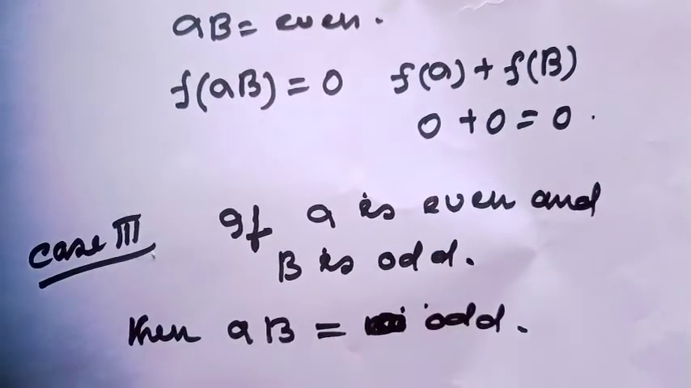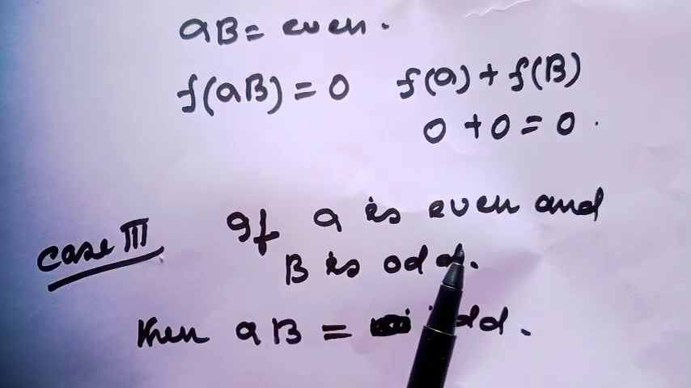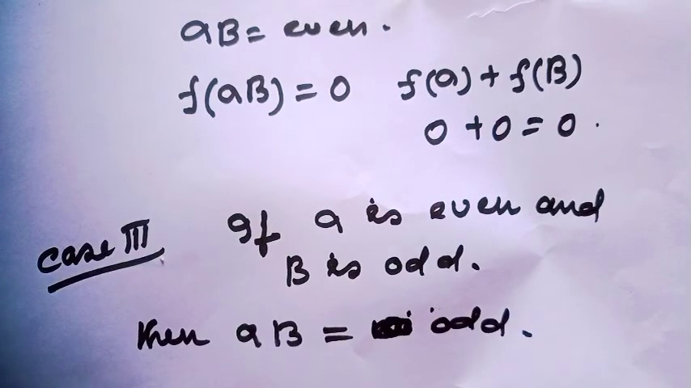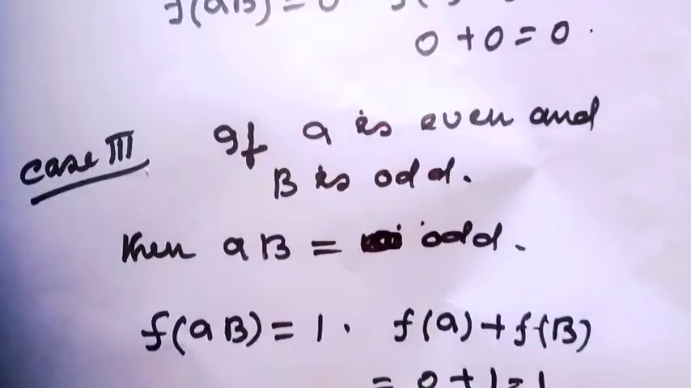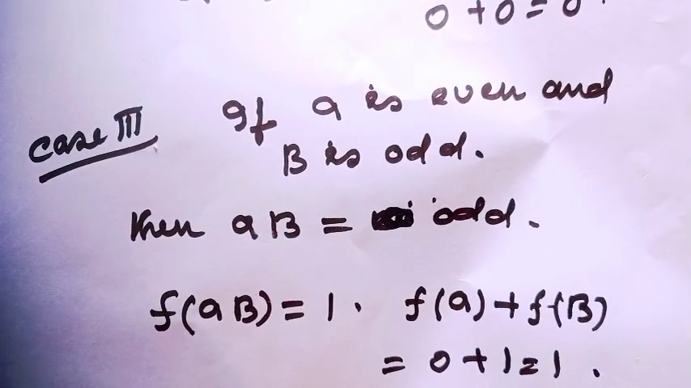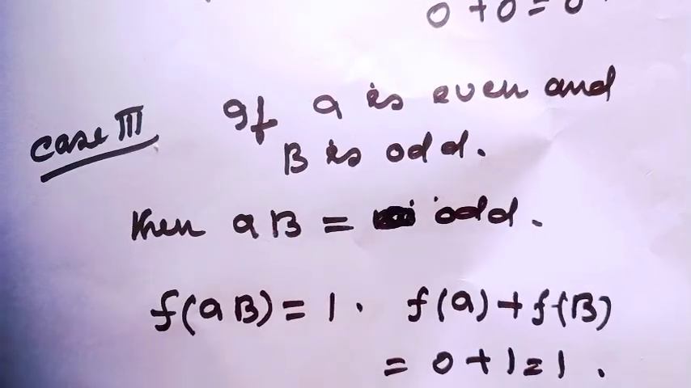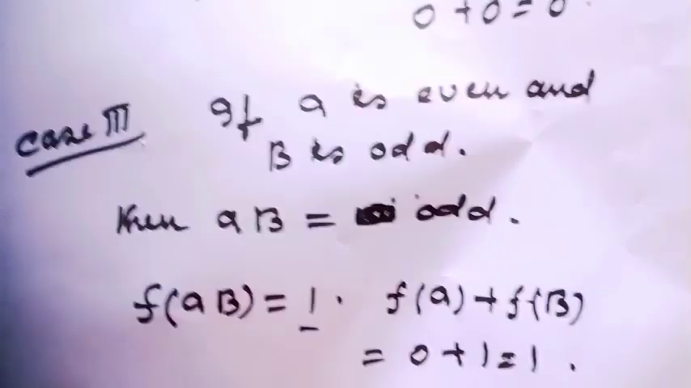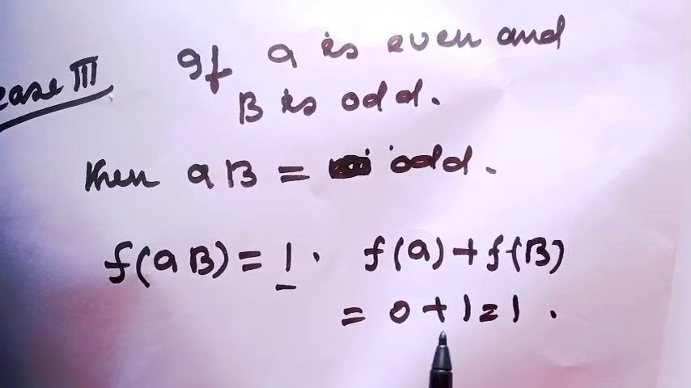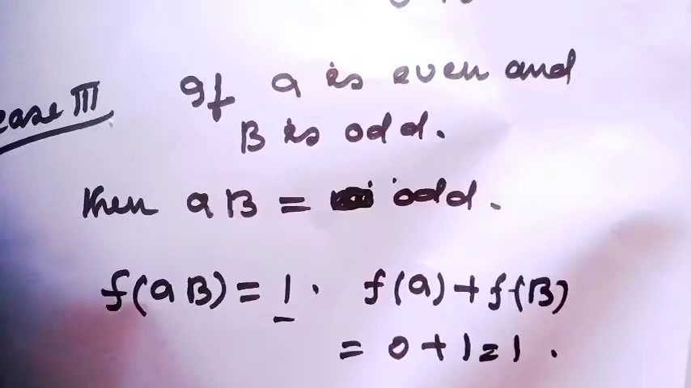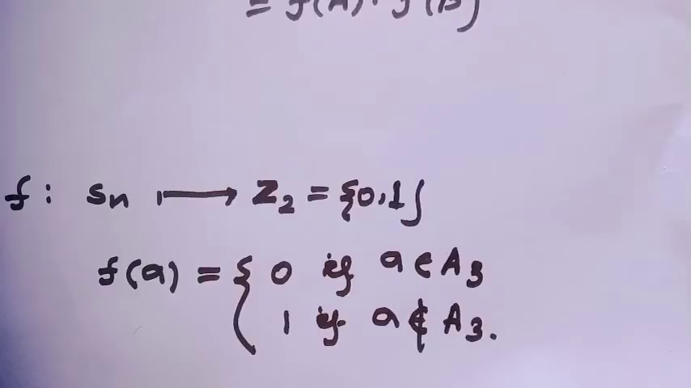Now, consider case 3. Case 3 is, consider sigma is even and beta is odd. What is the product? Product sigma beta is odd. Okay? And what would be f of sigma beta? Since it is odd, the value will be 1. And what is the right hand side? The right hand side equals f of sigma plus f of beta, which is equal to 0 plus 1, which is equal to 1. Okay? That means our given map is a homomorphism.